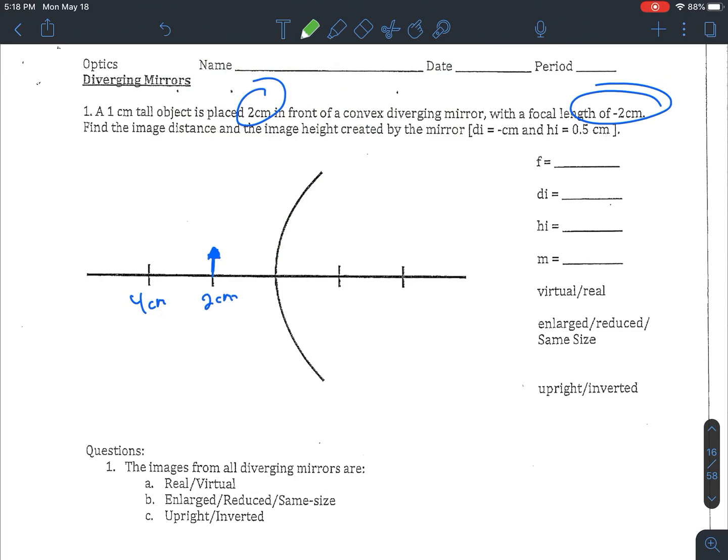So same rules. We're going to go parallel to focal. It's a little different, though. We'll do it on this one. You can look at the notes and see how it actually is a little different from the concave lens. But I'm just going to go through here. So it's going to go parallel, so parallel to focal.